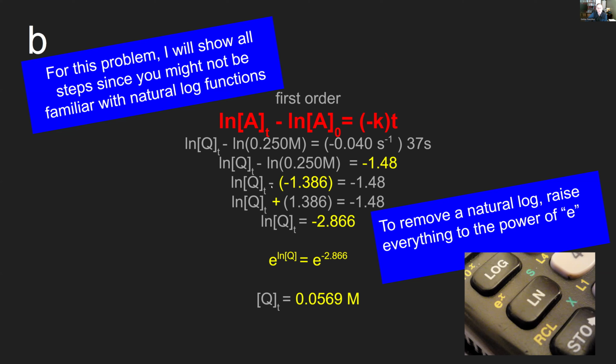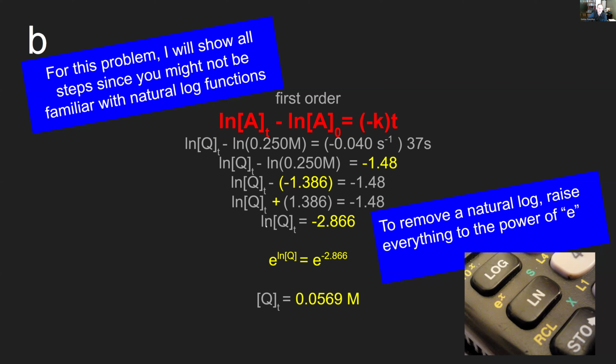Then you'll notice that because I have the negative in there from the answer and I'm subtracting it, those two combine together to become a positive. To get this number to the other side, I have to subtract it. So what I would have is the natural log of the concentration of Q at that time is equal to negative 2.866. Then how do you get rid of this natural log?